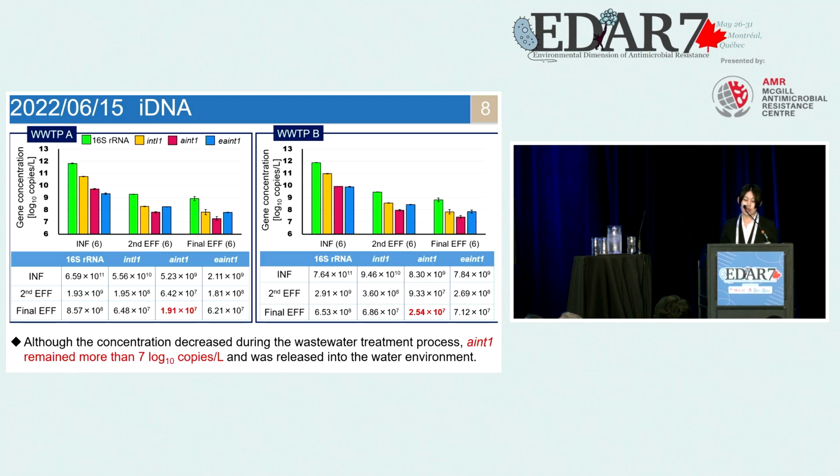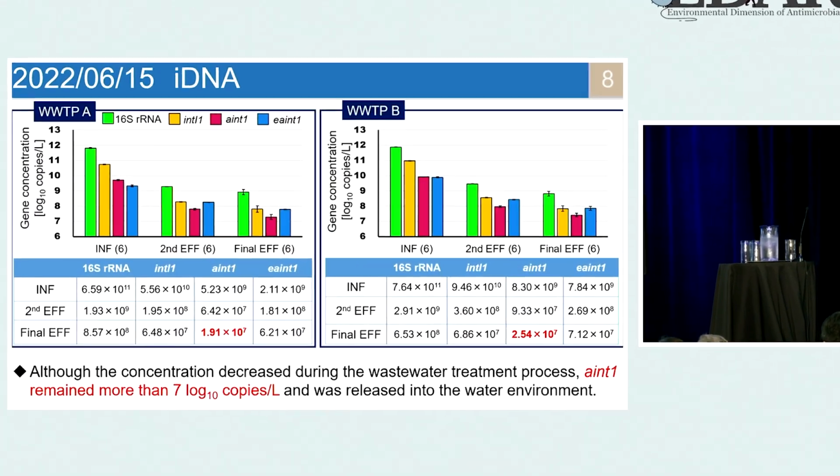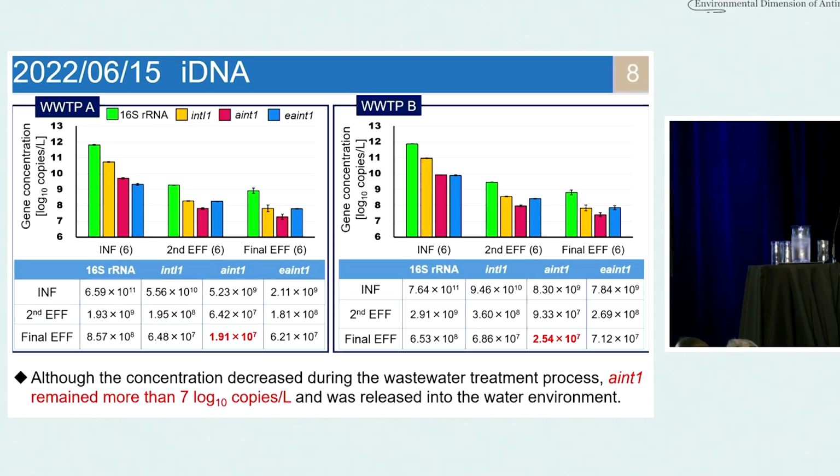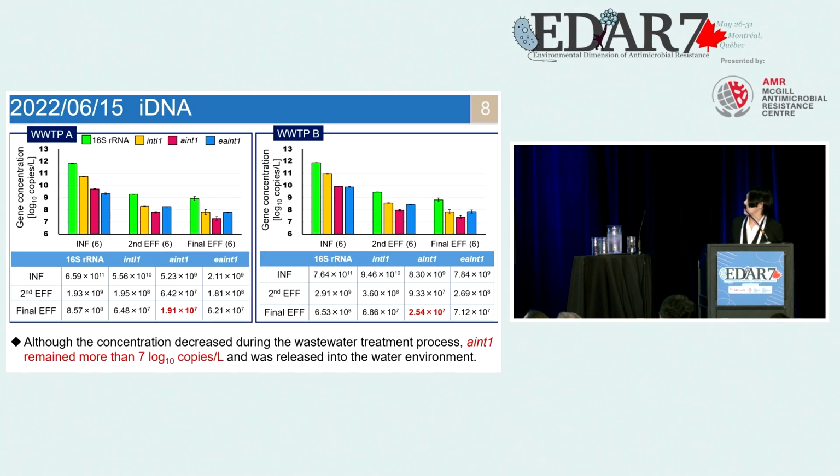These are the results of iDNA analysis in treatment plants. The vertical axis shows log concentration, and the horizontal axis shows, from left to right, influent, secondary effluent, and final effluent. Following the wastewater treatment process, INTI1 concentration decreased about 3 log copies per liter. In the case of AINT1 and EAINT1, their concentrations decreased about 2 log copies per liter. Both wastewater treatment plants showed similar trends. These results suggest that AINT1 remained at more than 7 log copies per liter and was released into the water environment.